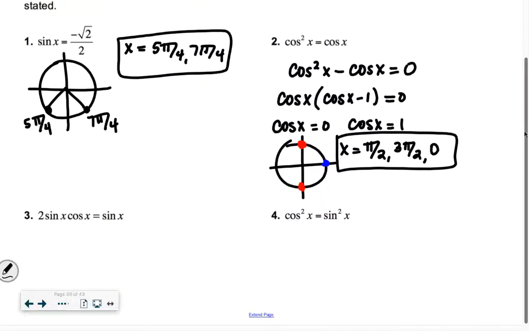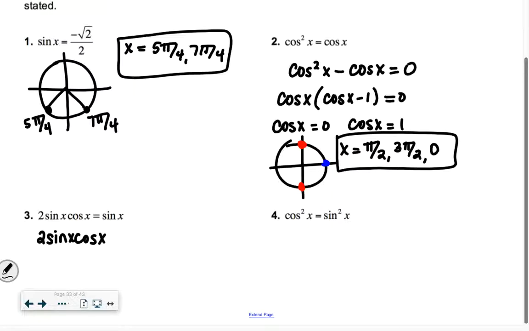Okay, so the next one. I have 2 sine of x times cosine of x equals sine of x. So what this looks like is something like 2xy equals x, right? Again, if I'm trying to factor something like this, I have to get everything on one side and set it equal to 0, and then I pull out the GCF. So that's what I'm going to do here. Yeah, Greta. Sorry, why is it 0?